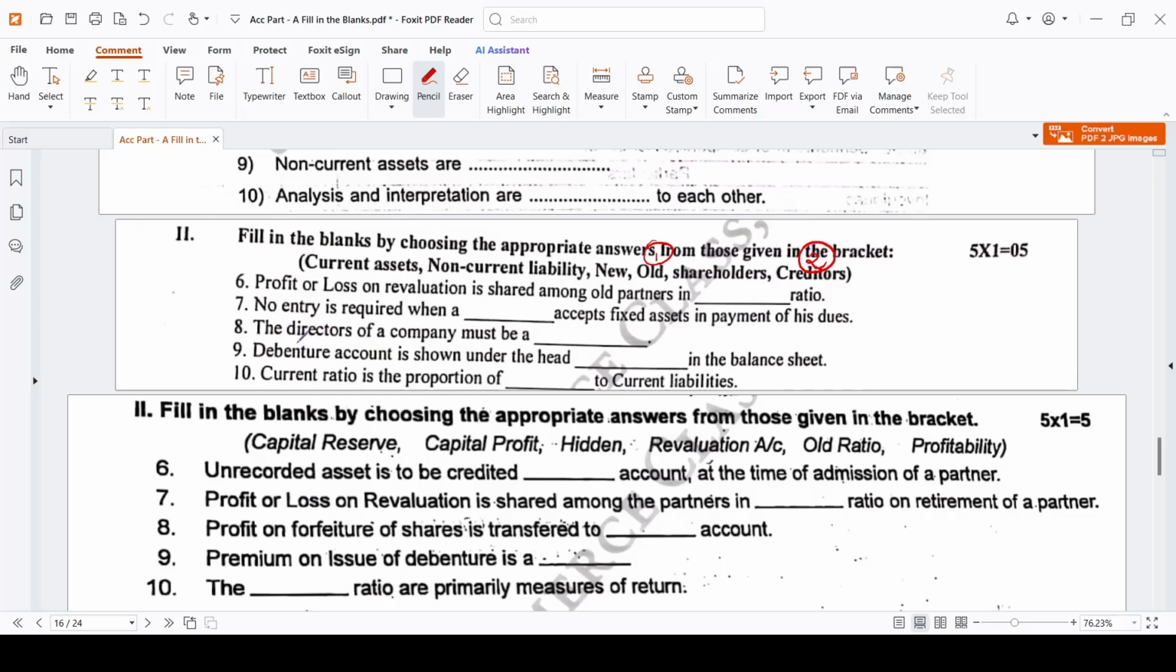The directors of the company must be shareholders. If you want to become a director, first you should be a shareholder of the company. Debenture account is shown under the head dash non-current liability. Current ratio is the proportion of current asset to current liability. Here new is not there.